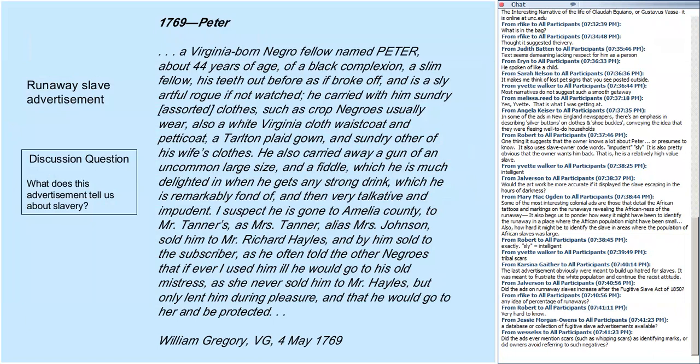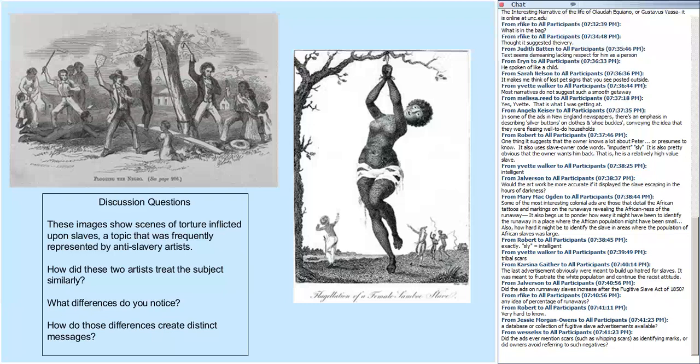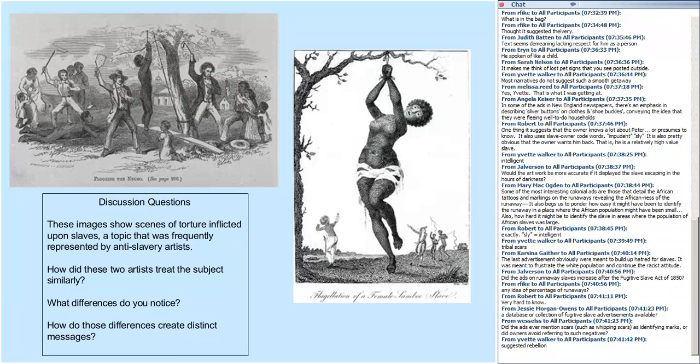Yes, to answer the question before we move on, did the ads ever mention scars such as whipping scars as identifying marks, or did owners avoid referring to such negatives? They did not in runaway slave notices at all shy away from mentioning things like scars that slaves might have received from punishment. Their audience is mostly other slave owners. It's mostly other Southerners reading Southern newspapers, and they have no hesitation in sharing that information. And as Yvette points out, the appearance of scars to a slave owner might suggest a rebellious slave. To an anti-slavery activist it would suggest a horrific owner who chose to use a whip to punish his slaves.